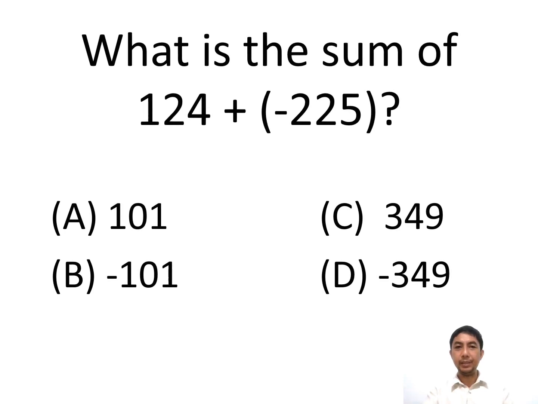Try to practice. What is the sum of 124 and negative 225? A, 101, B, negative 101, C, 349, letter D, negative 349. Timer starts now.